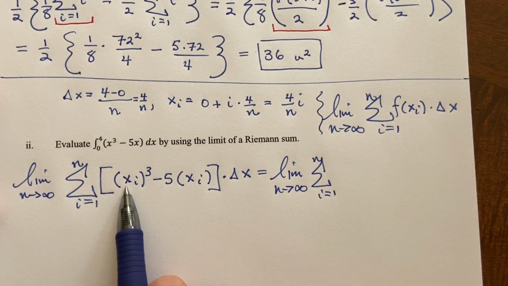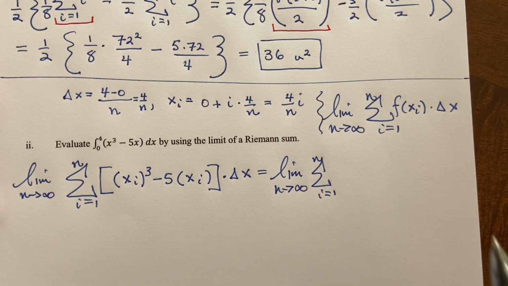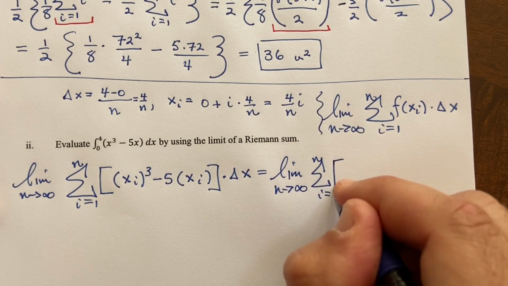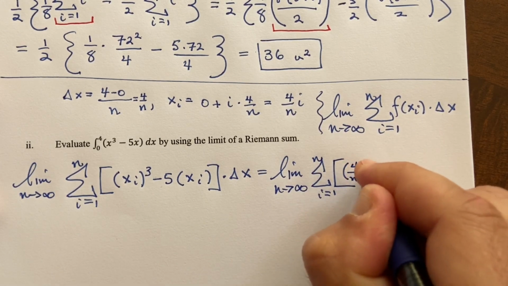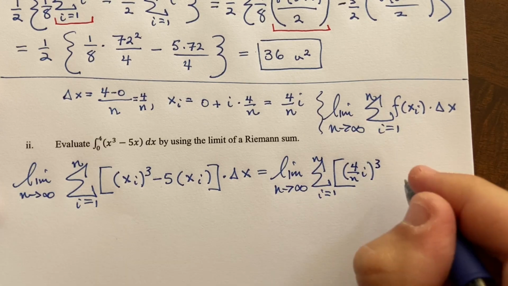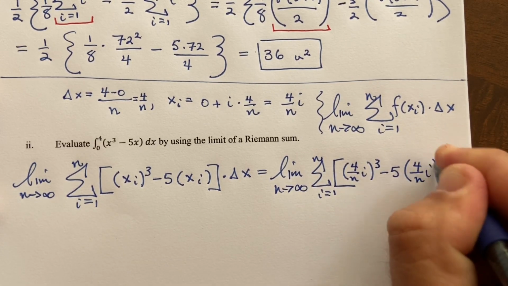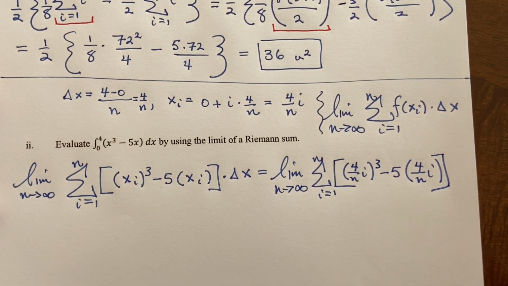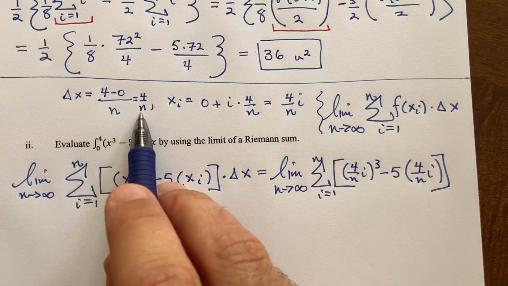So this is the limit as n goes to infinity, actually replacing that stuff now. So x sub i for us is this 4i over n. So I'll have (4i over n) cubed minus 5 times 4i over n, and then we don't want to forget about delta x, which is 4 over n.